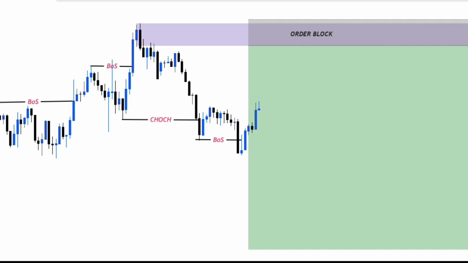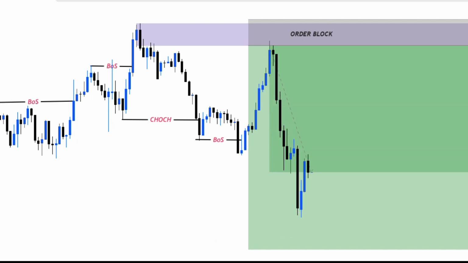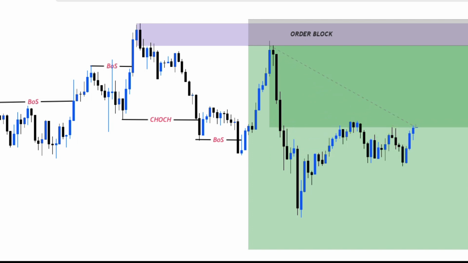In the next videos, I'll show you how to use change of character confirmation to find a good entry. Combine this with liquidity and fair value gap for even more precision.